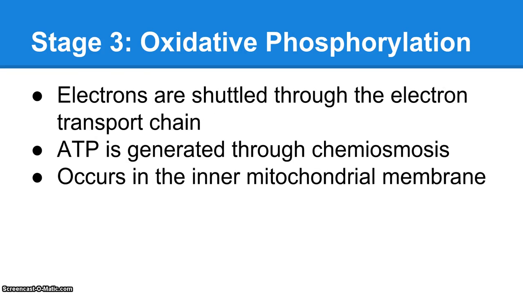Oxidative phosphorylation is part of the electron transport chain. Electrons are shuttled through the electron transport chain. ATP is generated through chemiosmosis. We're going to talk about that in a later video, about what exactly is chemiosmosis. So I don't want you to worry about that so much right now. And it occurs in the inner mitochondrial membrane.